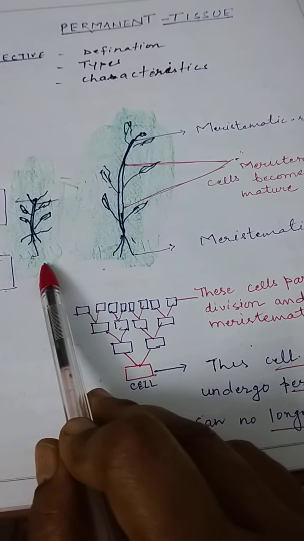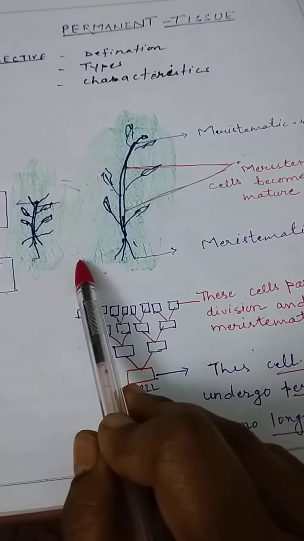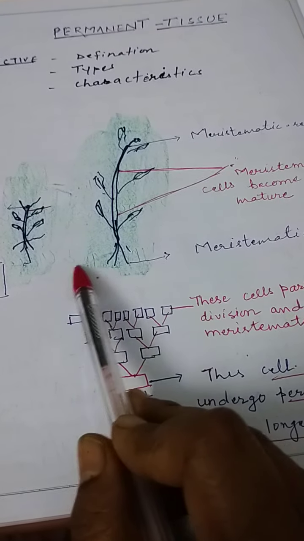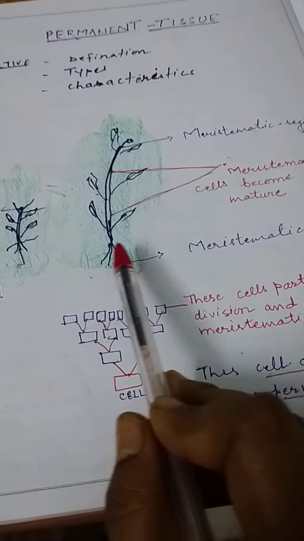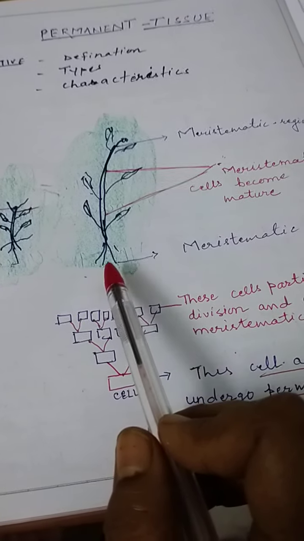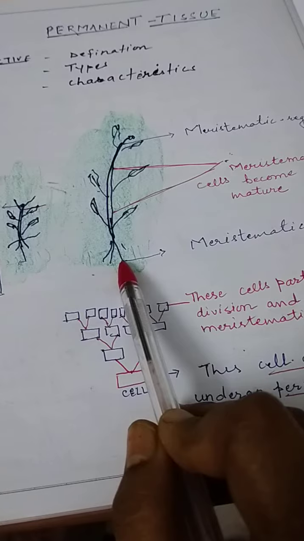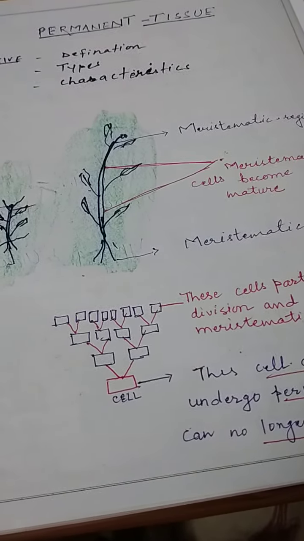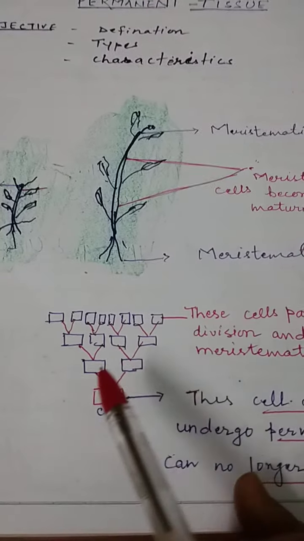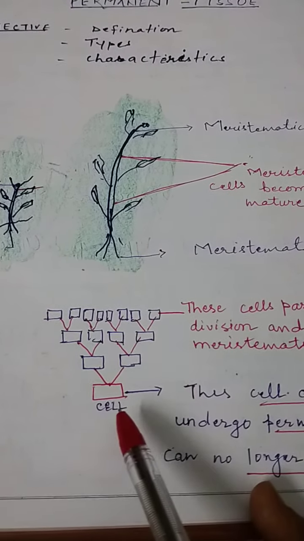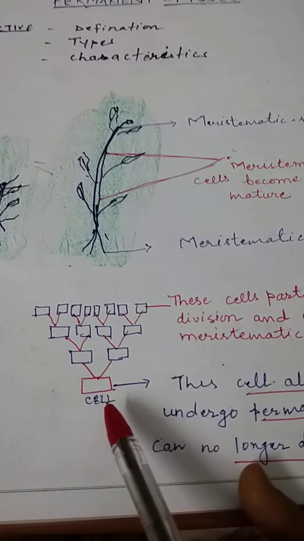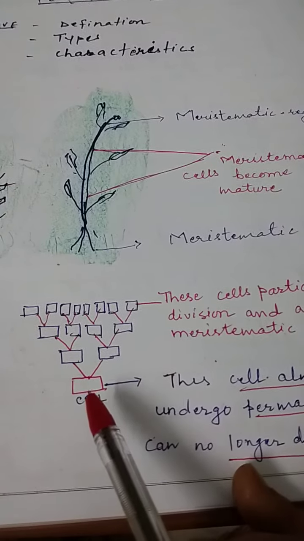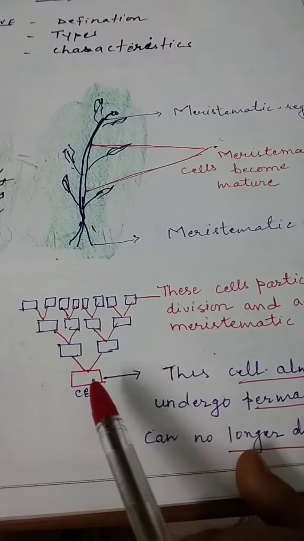Why? Due to the presence of meristematic tissue, and meristematic tissue is a continuously dividing group of cells present in the growing part of the plant. What happens in meristematic tissue? With the help of this picture, I will try to explain about the meristematic tissue's future.